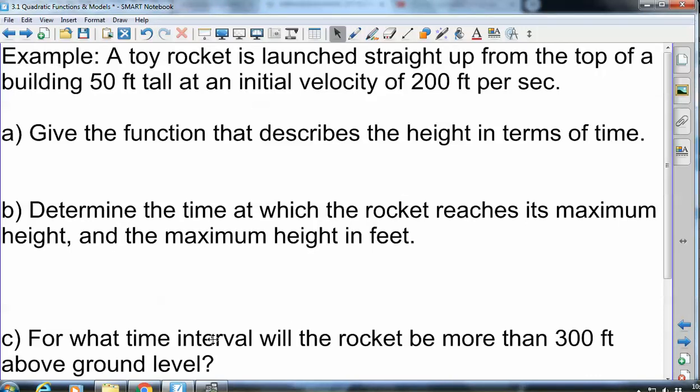I just wanted to know some people. Happy to oblige. A toy rocket is launched straight up from the top of a building 50 feet tall at an initial velocity of 200 feet per second.